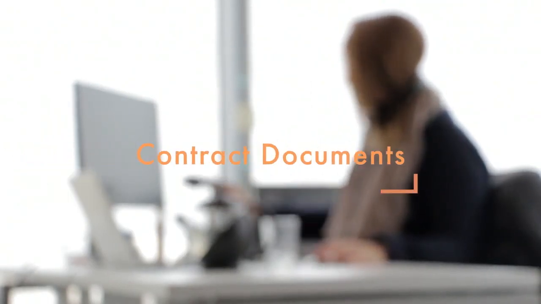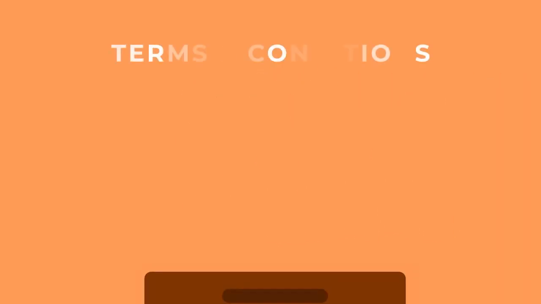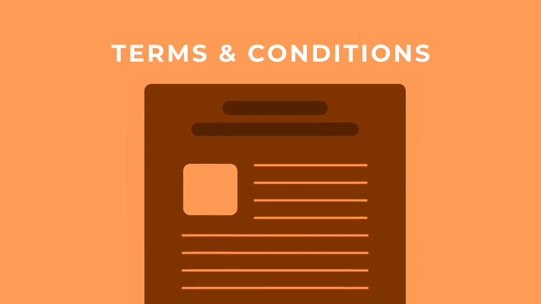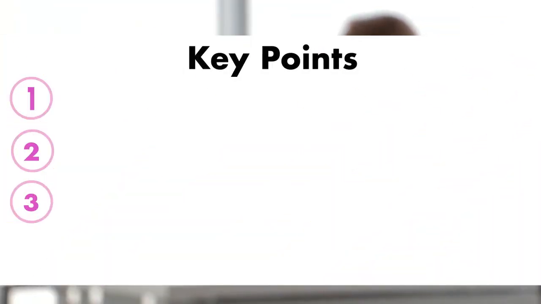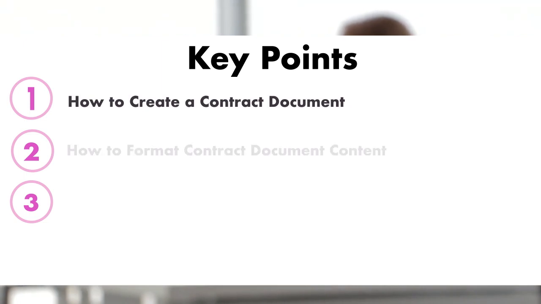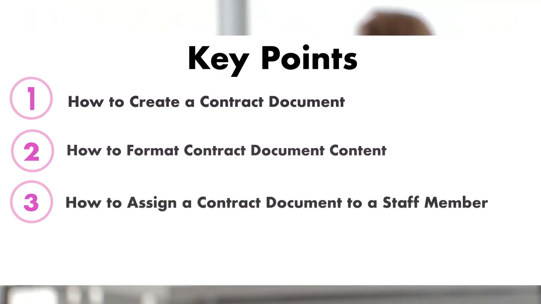Today we will be introducing you to contract documents. This is where you can create the paperwork that is associated with the contract stored in the system. So this will become the terms and conditions sections that you then ask staff to sign. In this video we will discuss how to create a contract document, how to format your contract document content, and finally how to assign your contract document to a staff member.